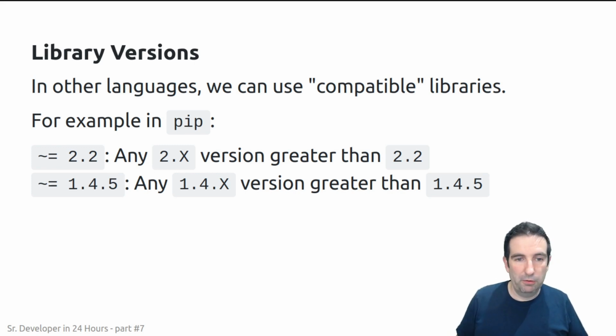If we were to be talking about pip and Python, we can use the tilde. So, for example, tilde equals 2.2 is going to get us any version that is greater than 2.2. If we do something like tilde equals 1.4.5, then we're going to get any version greater than 1.4.5. So this is a way for us to get libraries that are at least at a certain level, but it is also going to allow us to quickly and painlessly get the latest patch or the latest library with a greater minor version.